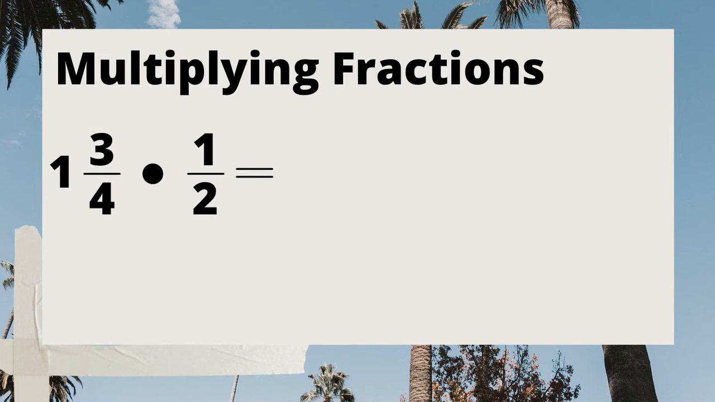Sometimes when we multiply fractions, we have different types of fractions. We might have something like this, which is a mixed number, and we can't multiply it the way that it is. We have to change it into an improper fraction first.